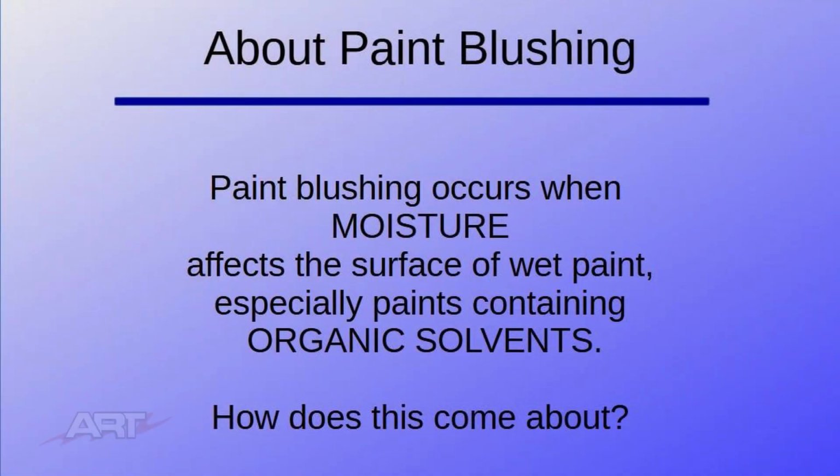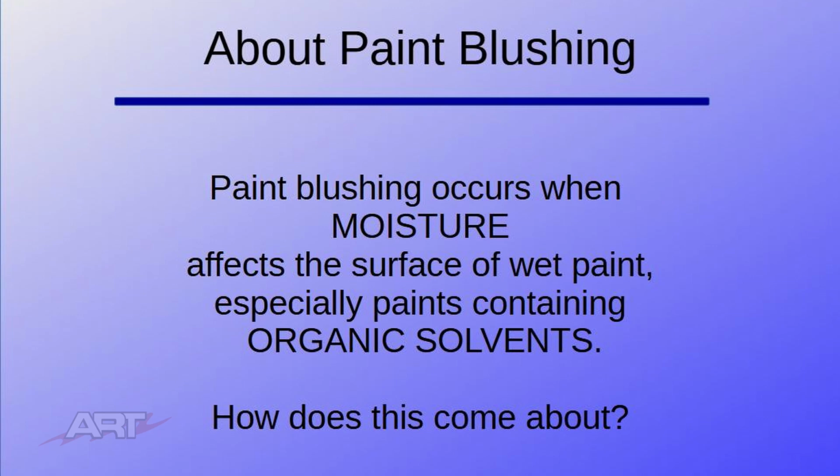First of all, what is paint blushing? Paint blushing occurs when moisture affects the surface of wet paint, especially paints containing organic solvents. Now, when we hear the term organic solvents, we are thinking about solvents that have carbon as a component, particularly those that are petroleum derived.